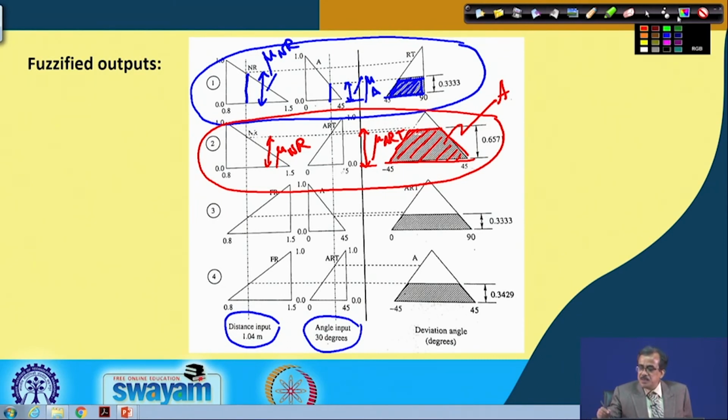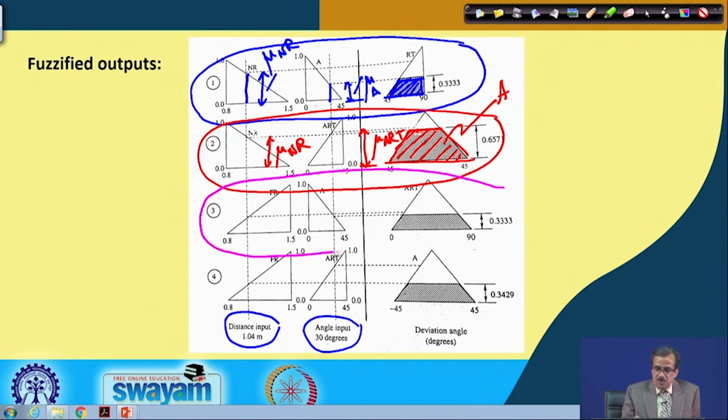Now, by following a similar procedure, I can also find out what should be the fuzzified output corresponding to the third fired rule. If I concentrate on the third fired rule, corresponding to the distance, this is one mu. I will be getting another mu here corresponding to the second input, and if I compare these two mu, this is the minimum. So, I will be getting the fuzzified output as this shaded area.